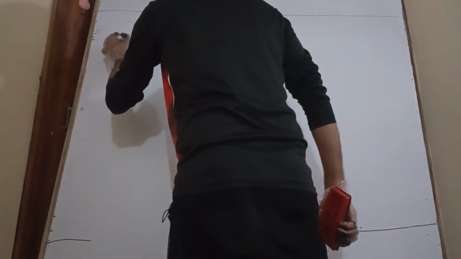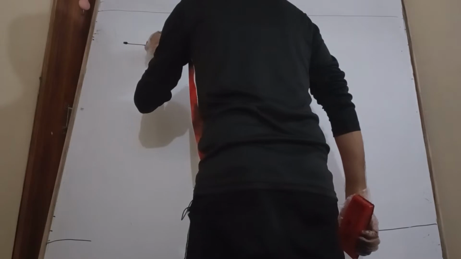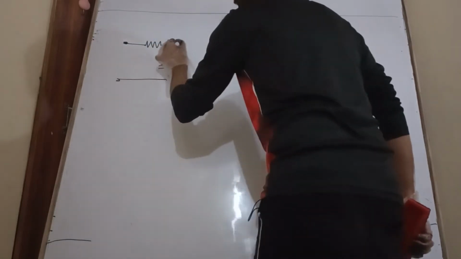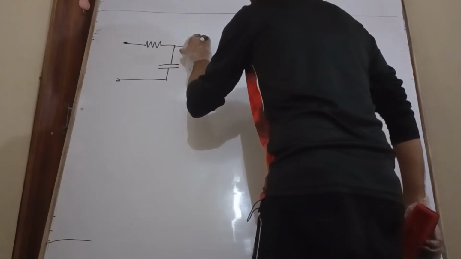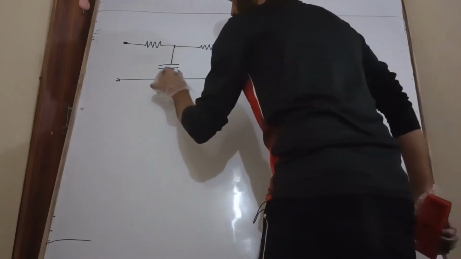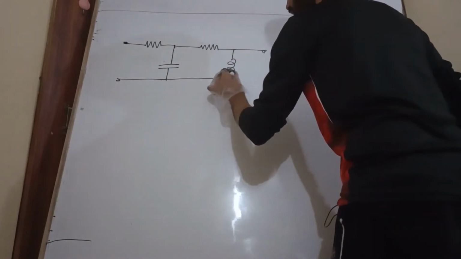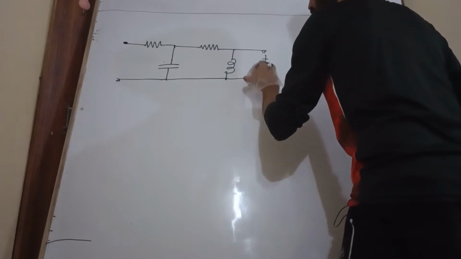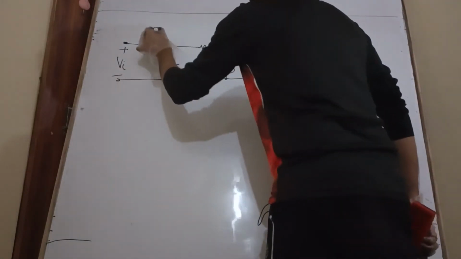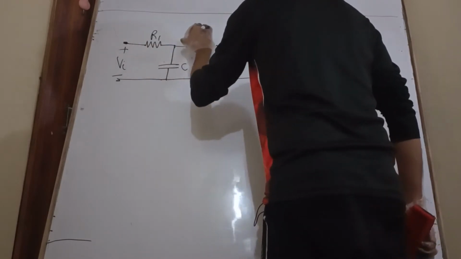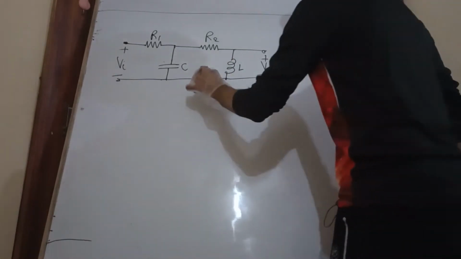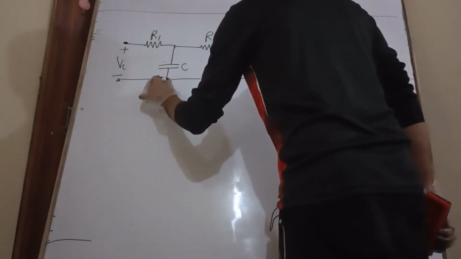Let's say I am taking here my resistor, and this is my capacitor, and this is again a resistor, and this is my inductor. Now see, this is my output V naught, and this is my input Vi. This is my R1, this is my C, this is my R2, and this is my L. Let's say somewhere this is my ground.